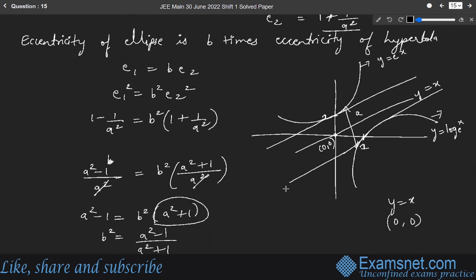The diagram is very simple. You can see that the curve y is equal to log base e of x is actually the inverse of the curve y is equal to e power x. Both curves are the inverse of each other. It is like a mirror image of each other with respect to this line, which is y is equal to x, right? So therefore we can say that the slope of both these curves will be its differentiation.